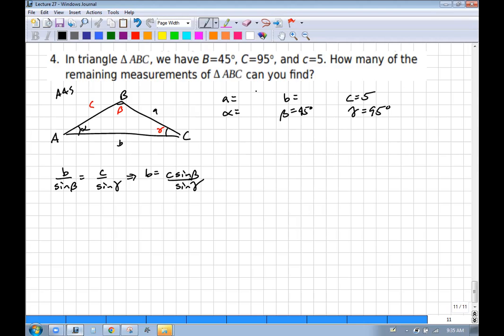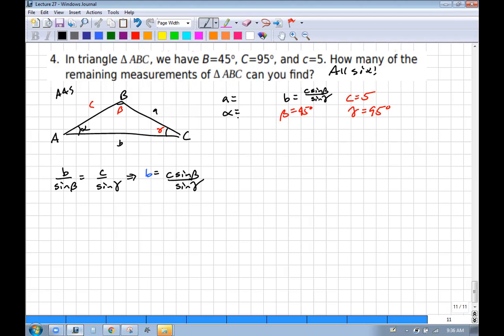Okay. So again, they don't want you to actually solve. They just say how many can you find? We can find all 6. They've given us 3 pieces of information. If you have 3, you can find out all 6. So just plug in the numbers. That's how you would get B. These are given. This is how you find B.